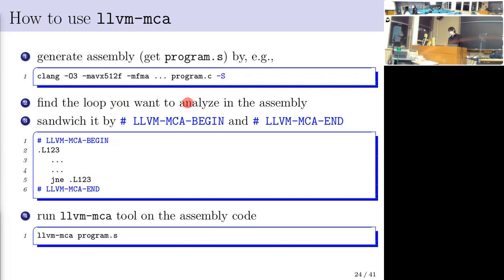And in the assembly code, you find the loop you want to analyze, right? This can be done by inserting some assembly comment in your C program. And after you find the innermost loop in the assembly code, you insert these two comments: put LLVM MCA begin at the beginning of the loop you want to analyze, and LLVM MCA end at the end of the loop you want to analyze. And give this assembly program to LLVM MCA.